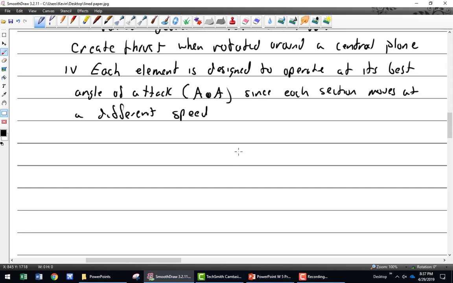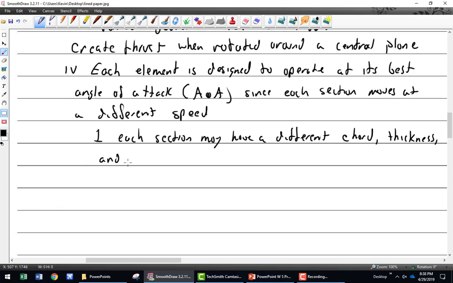All right, so back to this. So the same thing. Not that we want it to stall one section first, but it's the way it goes. Each section may have a different chord, thickness, and angle. And what is the chord? Leading edge to trailing edge. Different chord, thickness, and or angle.